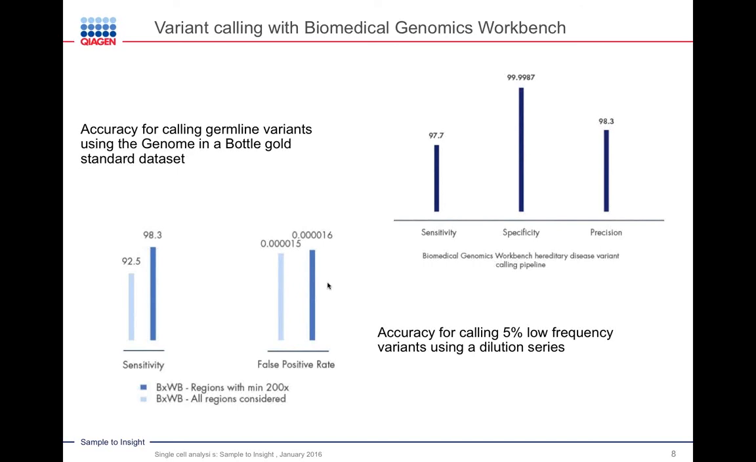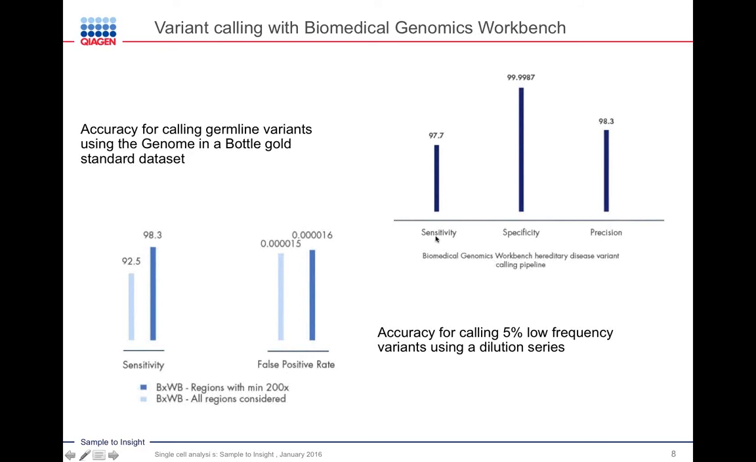So we've done a number of benchmarking assays, specifically with the NA12878, or the Genome in a Bottle reference sequence, which has been very well characterized. So we're able to make statements not only about the true positives, but also about the true negatives, and give you some statistical information about how accurately our algorithms are able to work. So what you see here is information about sensitivity, specificity, precision, and the false positive rate.